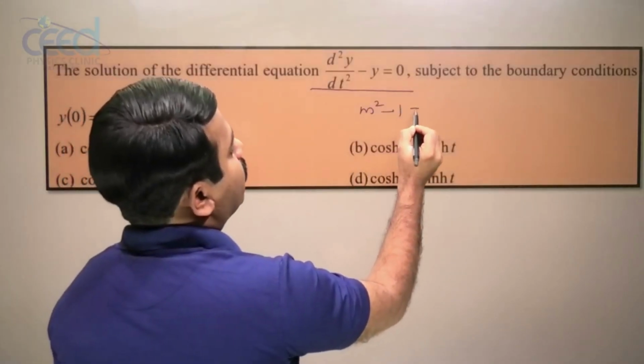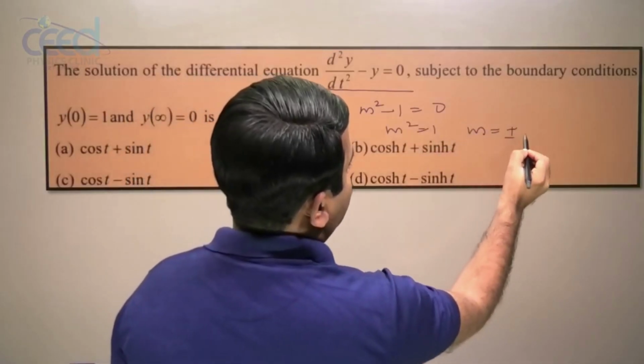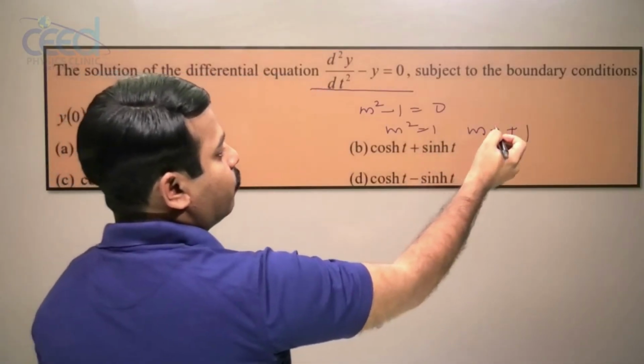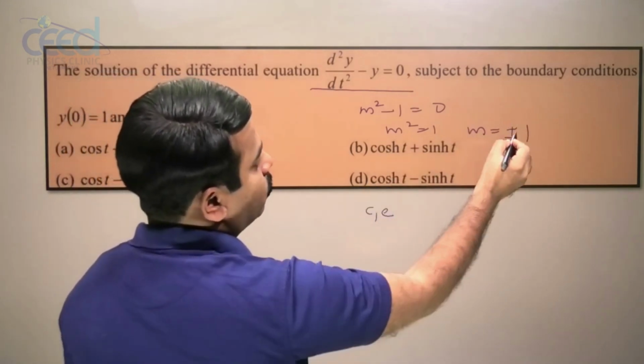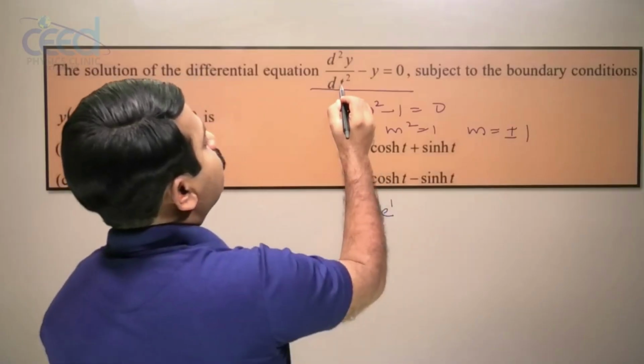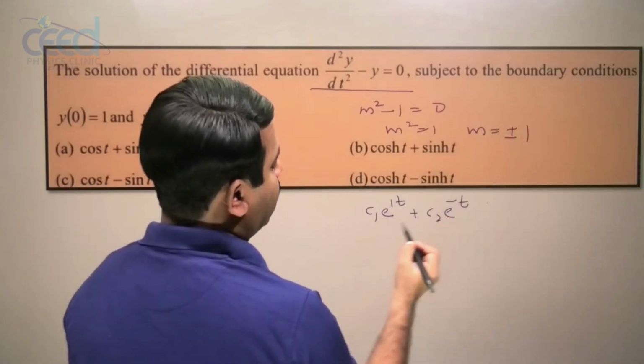m square minus 1 is equal to 0, then m square is equal to 1, then m is equal to plus or minus 1, right. If the roots are different, then what we have to write is c1 e raised to t plus c2 e raised to minus t, right.